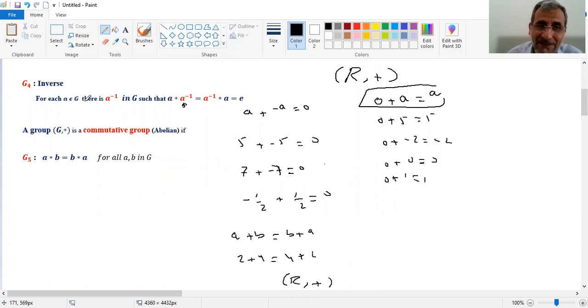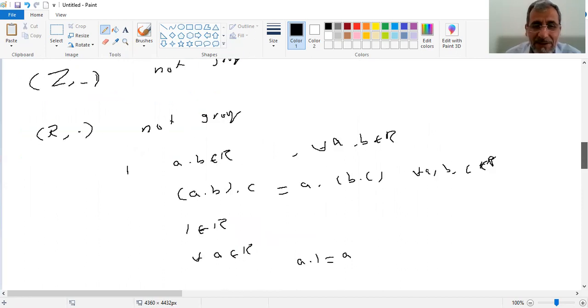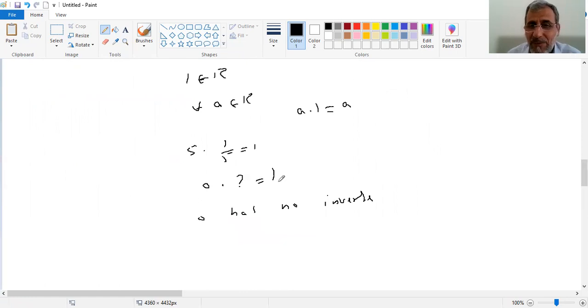0 is a real number. So what is the inverse? 0 has no inverse under multiplication, because 0 times what will be 1? 1 is the identity. See again, 0 times what will be 1? No number multiplied by 0 equals 1. So that means R with multiplication is not a group.